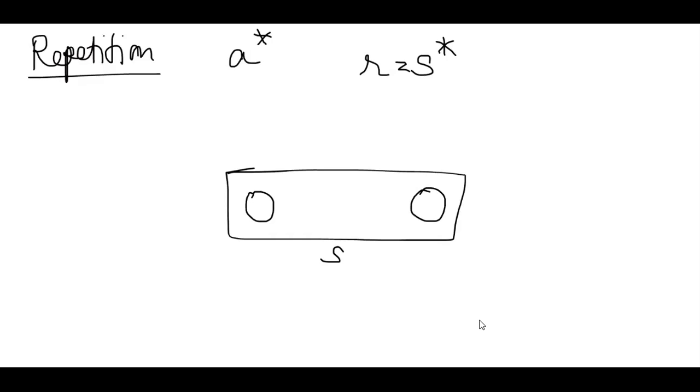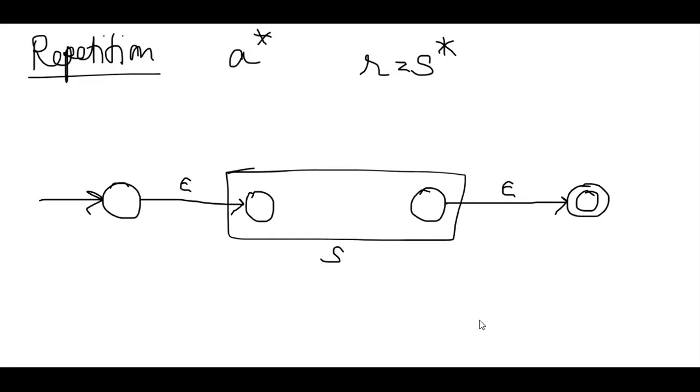So for repetition, what I will do again, I will add a new start state and a new final state. And how are we going to connect? We are going to connect the new start state with the start state of S, and we are going to put an epsilon transition. And again, from the final state of S to the new final state, we are going to add one epsilon transition. Now that's not all.